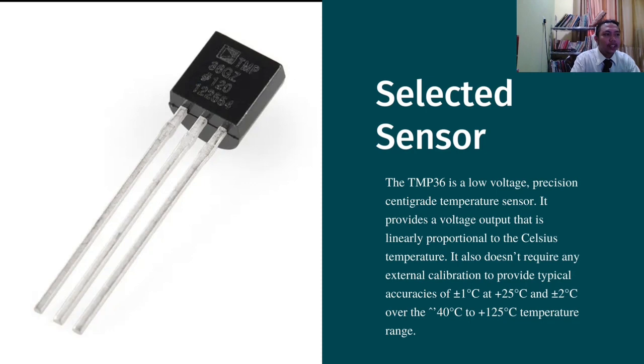Therefore, we select this sensor, the TMP36, for this heat sensing unit, as it requires low voltage and has decent precision. It also has an accuracy of around 1 degree Celsius at 25 degrees, and around 2 degrees Celsius over 40 degrees Celsius up to 125 degrees Celsius, which meets our requirement. The cost is also around 10 ringgit, which achieves the costing requirement.